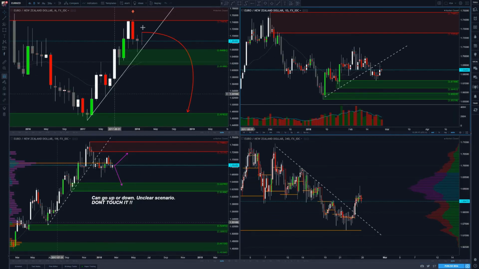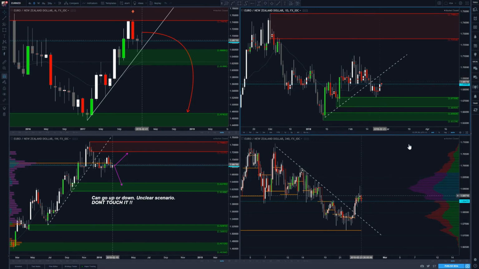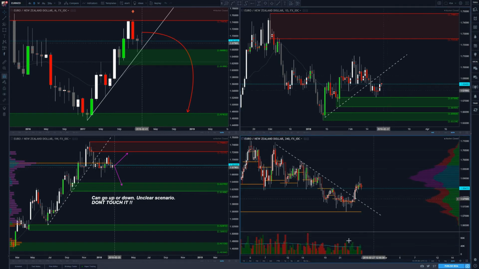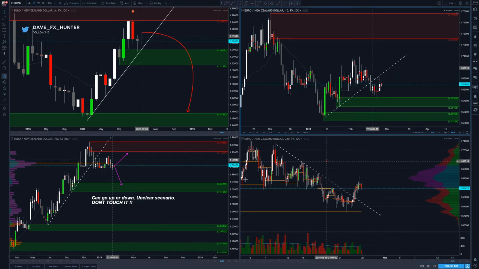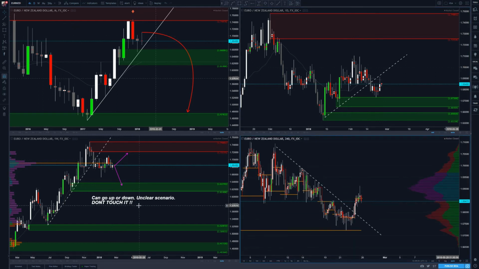Euro Kiwi monthly uptrend, bouncing from this supply zone, now in consolidation. On the weekly we are almost 10 weeks in the consolidation, and I don't understand this chart, so I don't do anything. I could take some longs on the 4 hours chart if the volume says so. Maybe there could be a pullback trade, but the scenario is unclear for me, so I just write it here, and I don't take any trades on the Euro Kiwi for the moment.